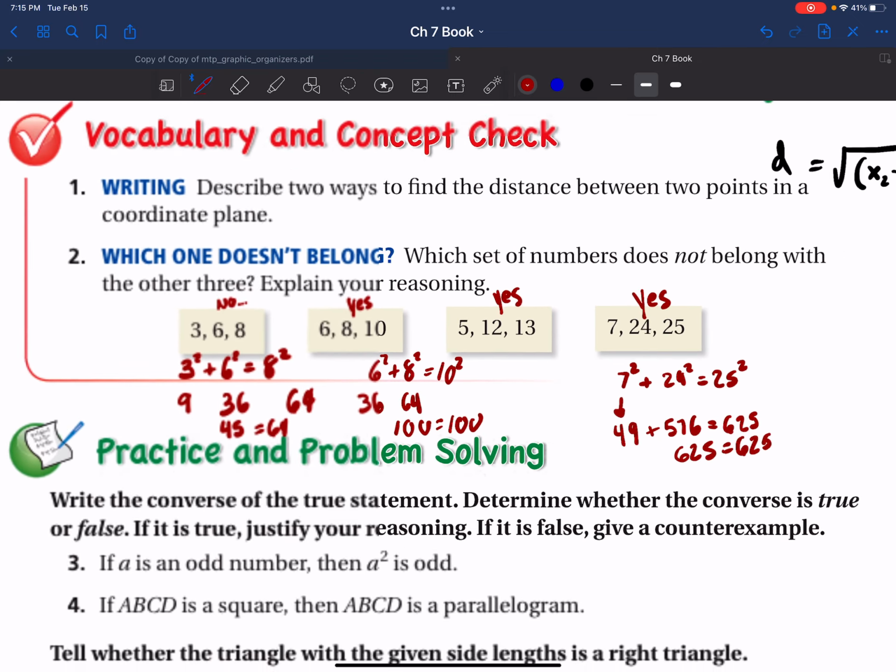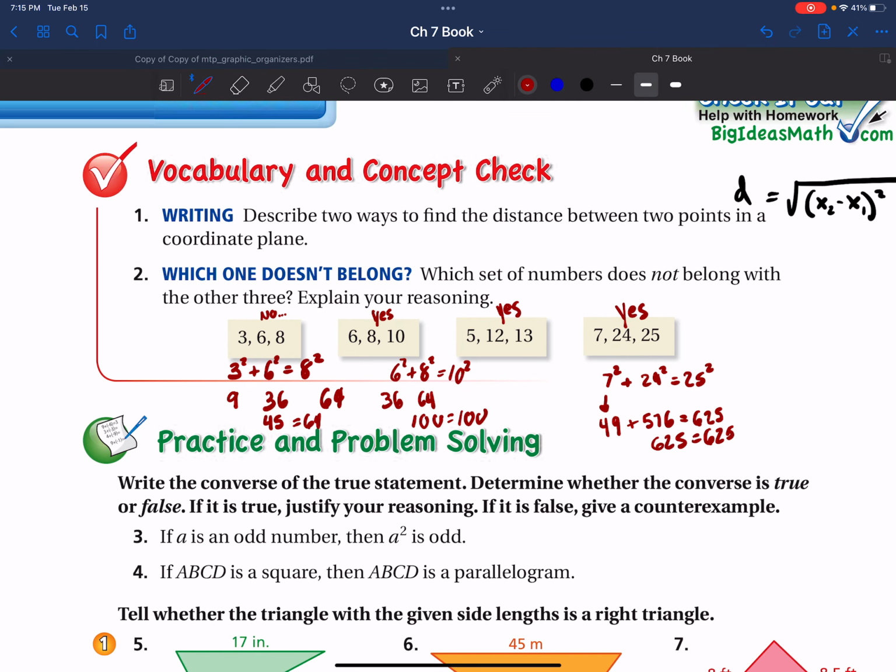So what is the set of numbers that does not belong with the other three? And explain our reasoning. In my answer, I would say 3, 6, 8. This set right here, because those three numbers could not be the side lengths of a right triangle. All the rest of these could be side lengths of a right triangle.